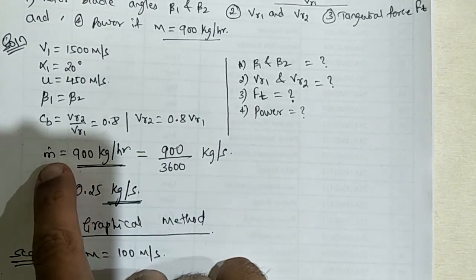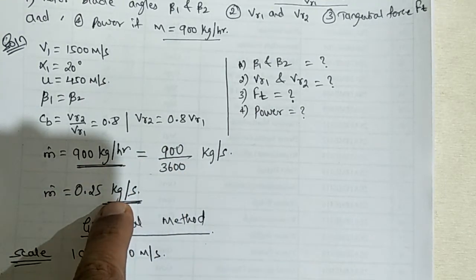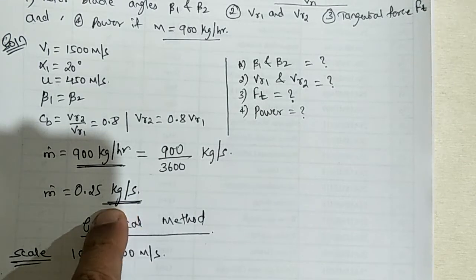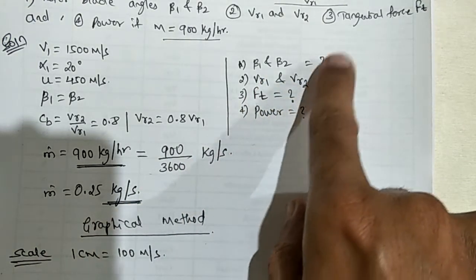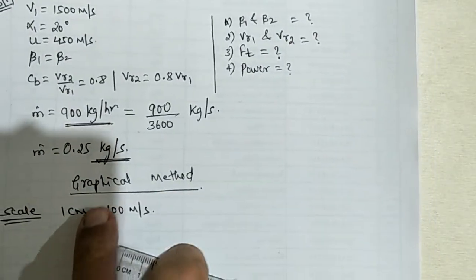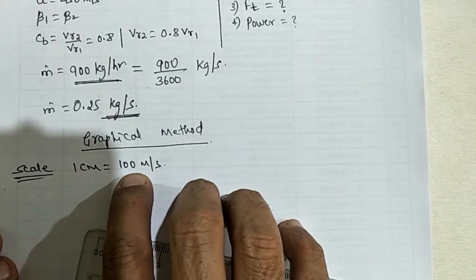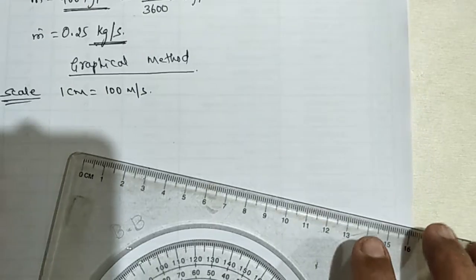Along with that, the mass flow rate is given, that is 900 kg per hour. It has to be converted into kg per second. So these are the unknowns that are to be calculated, and we try to solve this problem by the graphical method. I have chosen the scale 1 centimeter is equal to 100 meters per second.